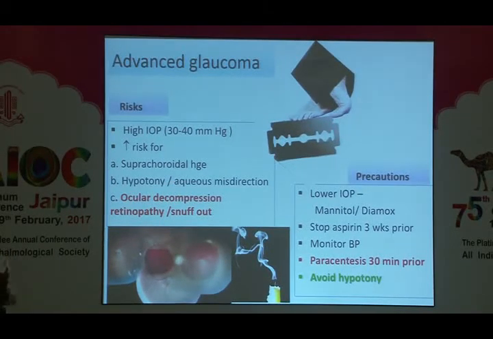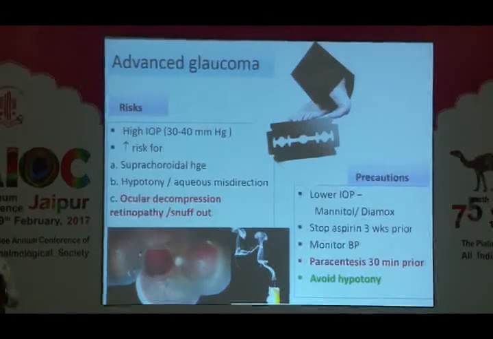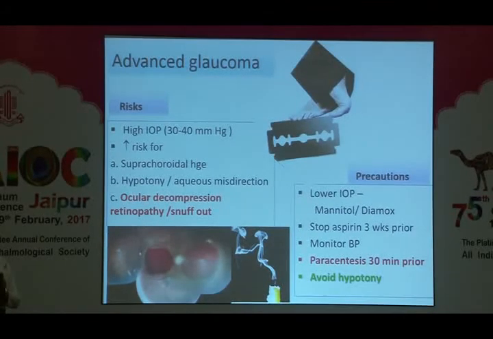We are dealing with high pressures. We are dealing with increased risk of suprachoroidal bleed, hypotony, aqueous misdirection, ODR, or snuff out. So the precautions to be taken are, you lower the IOP as for any trab, but you should stop the aspirin and just keep the BP under control.